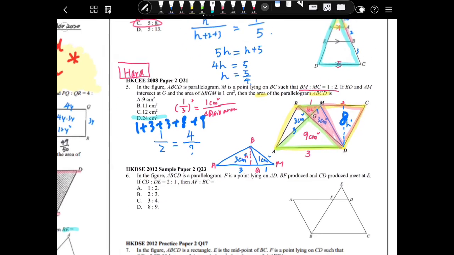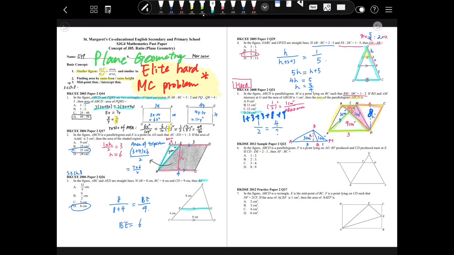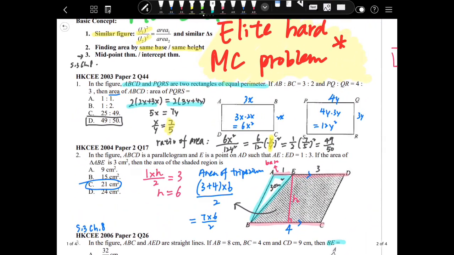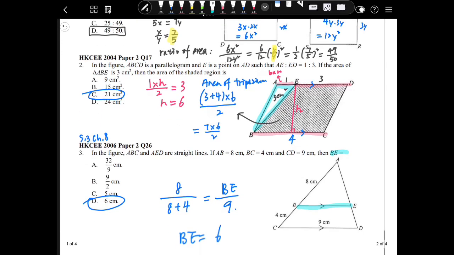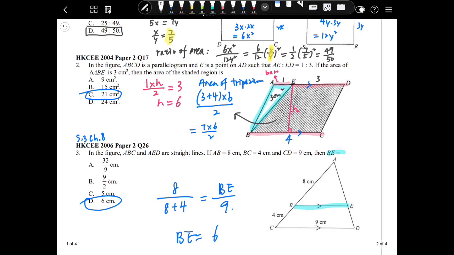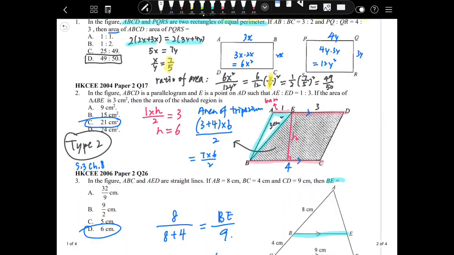So that is the first part of the worksheet, questions 1 to 5, for those hard problems. Let me have a quick review. What we did today: the first part was about the rectangle, the simple type with equal perimeter, finding the ratio. And then the second part that we went through was the same base, same height problem. So it's type 2, the same base, same height problem.